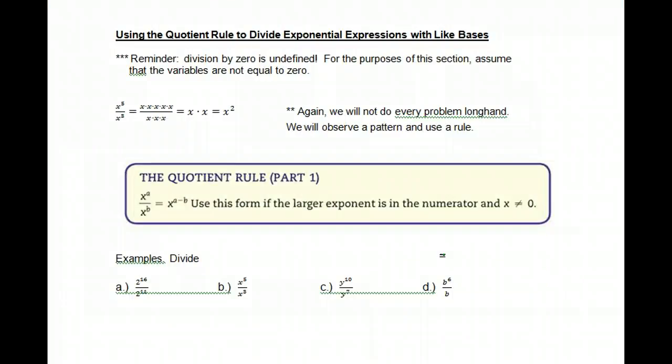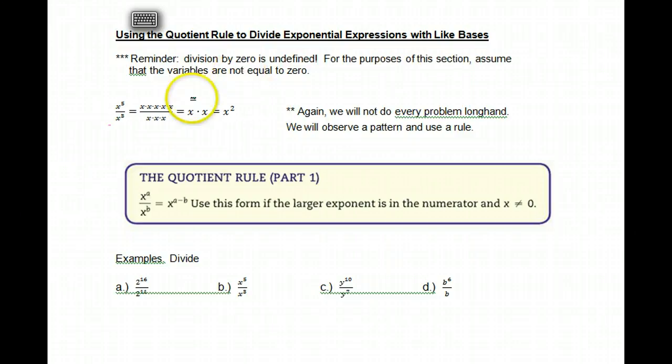The next topic that we are going to talk about is the quotient rule. Before we start this topic, I do want to remind you that division by 0 is undefined. For the purposes of this section, please assume that none of the variables that we're going to work with are equal to 0. So we're going to start with an example that has x to the 5th divided by x to the 3rd.